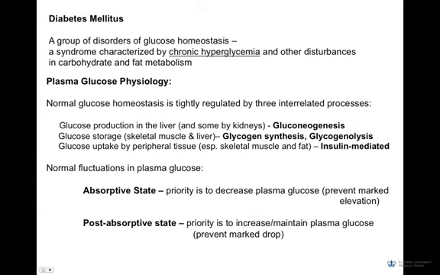Okay? So we have these points during and after meals where we need to do something with the glucose we're absorbing, so that it doesn't cause a marked elevation in blood glucose during the absorptive state. And then when it's been some time since the last meal, we need a way to maintain our blood glucose levels, even though tissues like the brain are constantly drawing glucose out of the circulatory system.